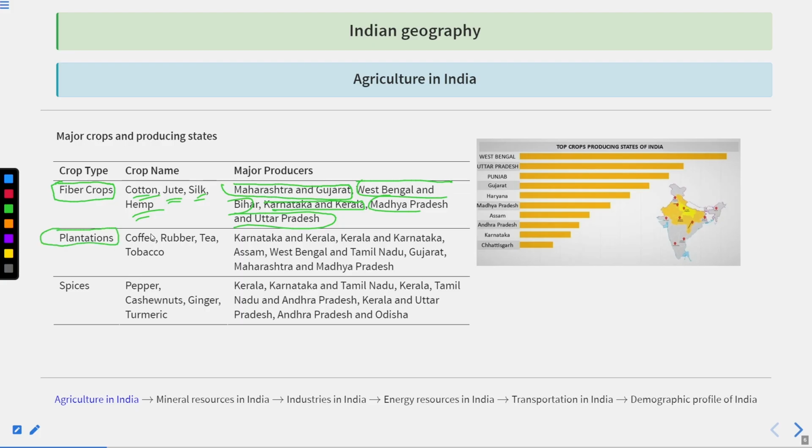Plantations. In plantations, generally we grow coffee, rubber, tea, and tobacco. Major producing states are Karnataka and Kerala, Assam, West Bengal and Tamil Nadu, Gujarat, Maharashtra, and then Madhya Pradesh. Spices: pepper, cashew nut, ginger, and turmeric. Major producers: Kerala, Karnataka, Tamil Nadu, Andhra Pradesh, Uttar Pradesh, and Odisha.